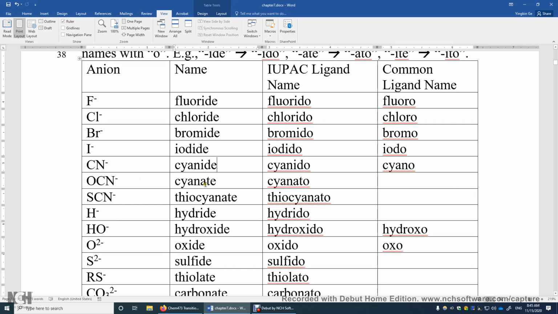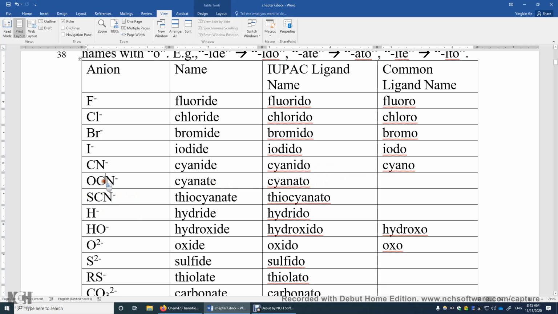With oxygen, the general name ends with -ate or -ite, depending on the number of oxygen atoms. So in this case, it's called cyanate. There's only one possible oxo anion for this kind of structure. You can't have OCN minus with two oxygens. So the IUPAC name is cyanato. You can see I just replaced the E with O.